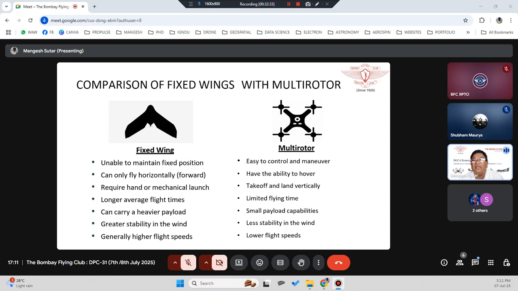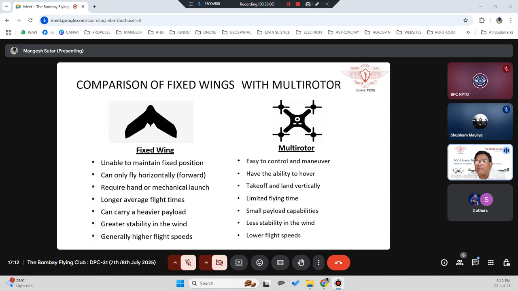The multi-rotor has the ability to hover and, as I said, to take off and land vertically. These are the two important benefits of the multi-rotor, and that is the advantage of the multi-rotor UAV. Drones became popular only because of this: the hovering capability and vertical takeoff and landing. But it has limitations: limited flying time, small payload capacity, and less stability in wind.